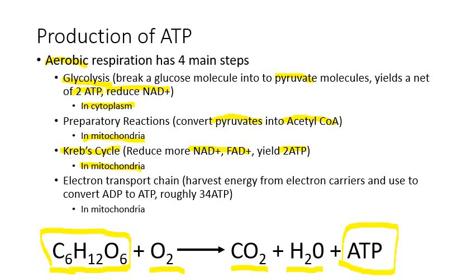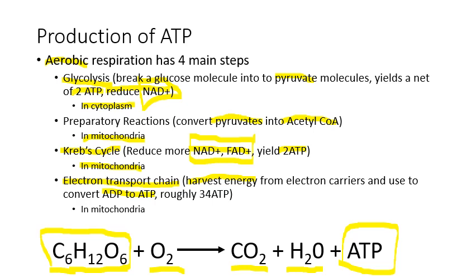And now we get to the last step of cellular respiration. This is kind of the big payoff. So this is the electron transport chain. So electron transport chain is when we're going to take all of these reduced electron carriers. So NADH, FADH2, this one from up here. We're going to take all of these electron carriers and harvest the energy from them, right? So they're carrying all these high energy electrons. We're going to now take those high energy electrons and use that energy to convert ADP to ATP.